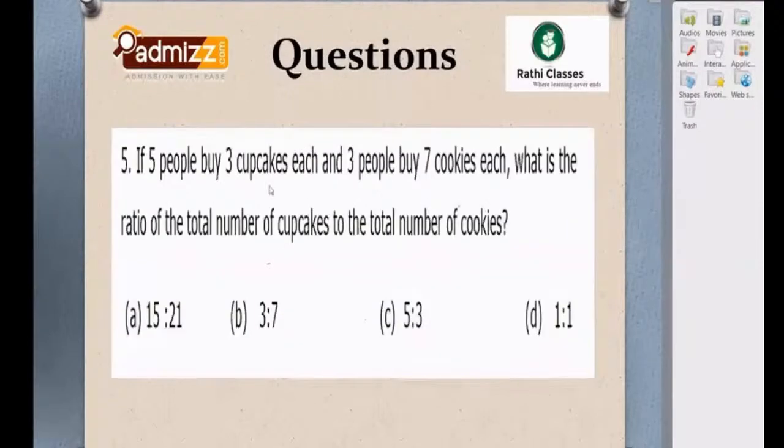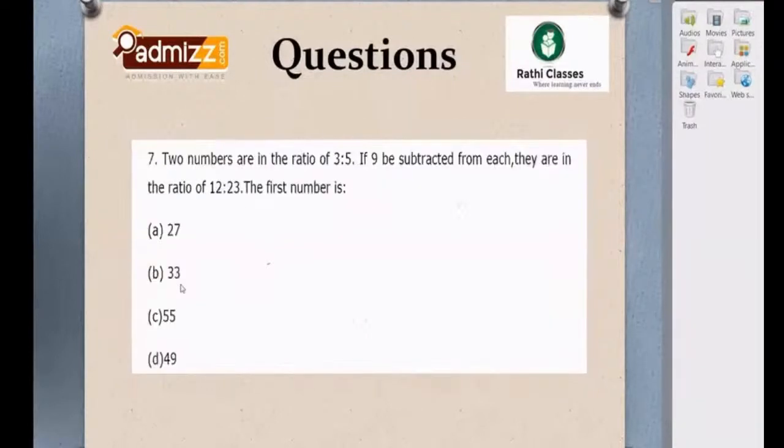If 5 people buy 3 cupcakes each and 3 people buy 7 cookies each, what is the ratio of the total number of cupcakes to cookies? The cupcakes would be 5 into 3, 15, and the cookies would be 3 into 7, 21. That is 15:21. Let us see if the option is there. Yes, the option is A.